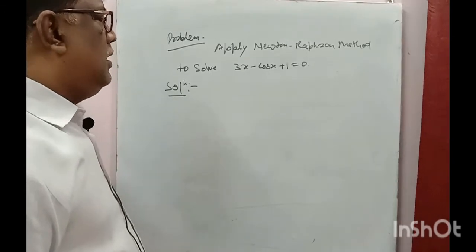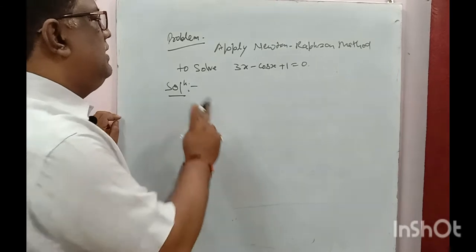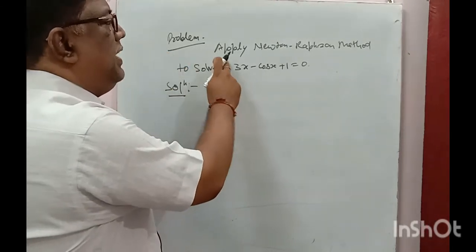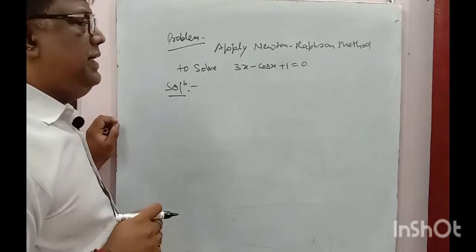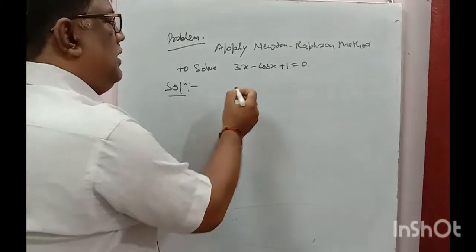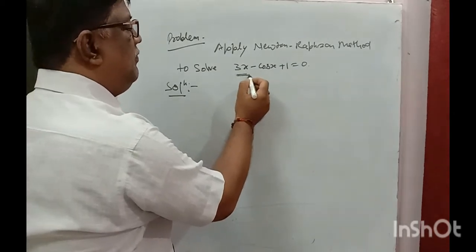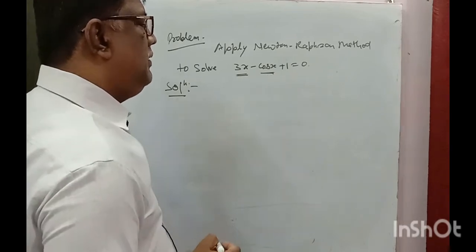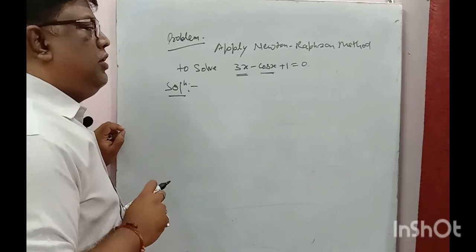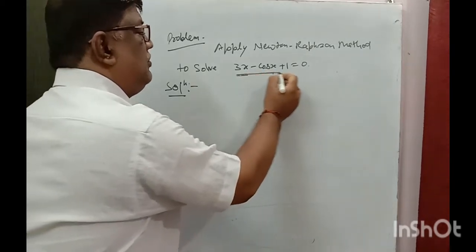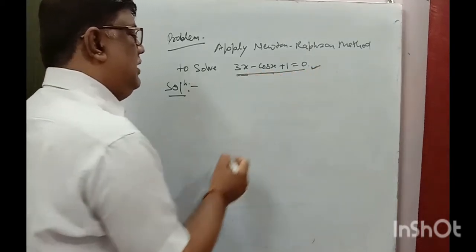Now, students, we have to discuss here the first problem. Apply the Newton-Raphson method to solve this equation: 3x - cos x + 1. Here 3x is an algebraic form and cos x is a trigonometric function. The combination of algebraic and trigonometric functions is called a transcendental equation. This is a transcendental equation.